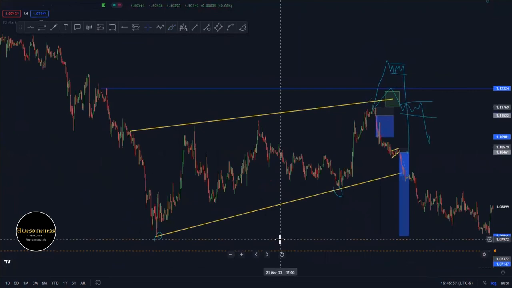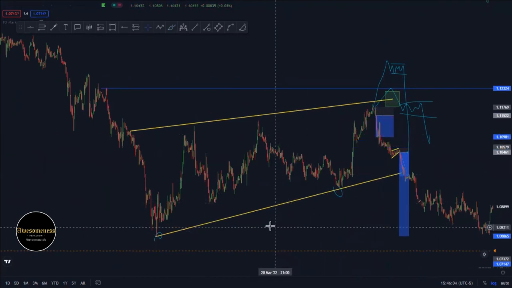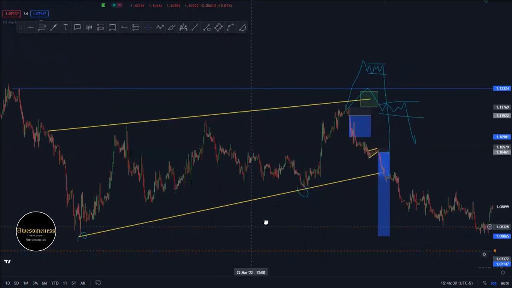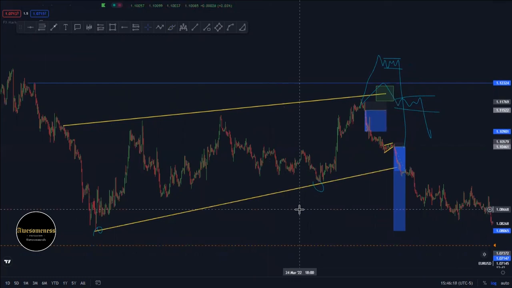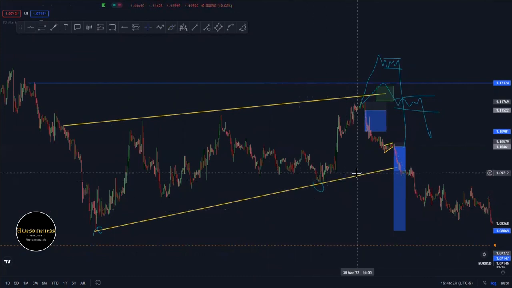How about the reduced risk? Reduced risk entry, like at the break of the structure, something like the break of this trend line, rising, right? Something like that. At the break of the trend line. At the break of the trend right here.